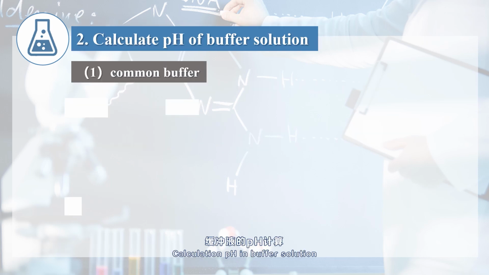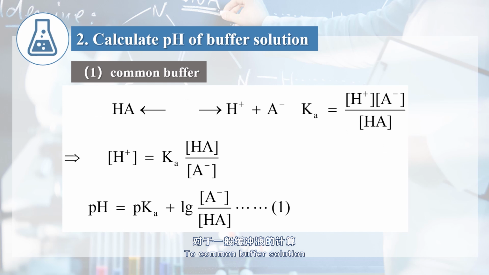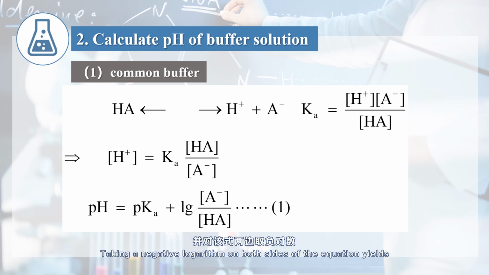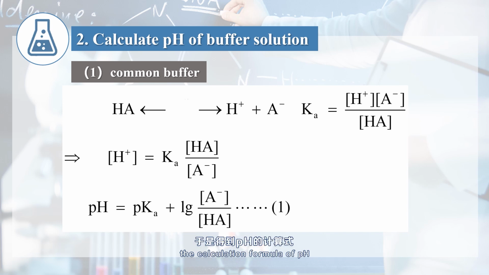Calculation of pH in buffer solution. For a common buffer solution, the equation of hydrogen ion is obtained by transforming the expression of Ka, which is derived from the dissociation equation of the conjugate acid-base pair. Taking the negative logarithm on both sides of the equation yields the calculation formula of pH. It is noted that when the plus sign is in front of the logarithm sign, the numerator of the fraction is the concentration of the conjugate base, and the denominator is the acid.